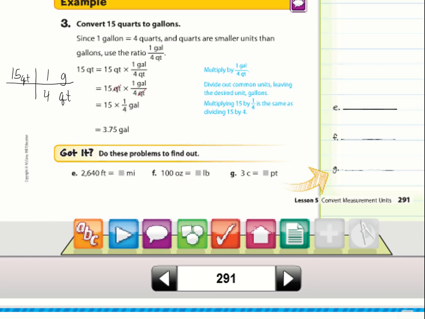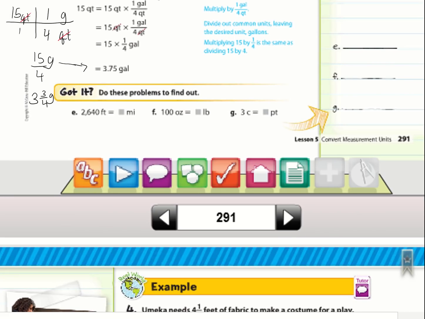So now quarts and quarts cancel out. 15 times 1 equals 15. And I could just put a 1 right here. 1 times 4 equals 4. So I have 15 gallons over 4. And after dividing that using long division, my final answer is going to be 3.75 gallons. So that's going to be 3 and 3/4 gallons. So yeah, 3 and 75 hundredths gallons.